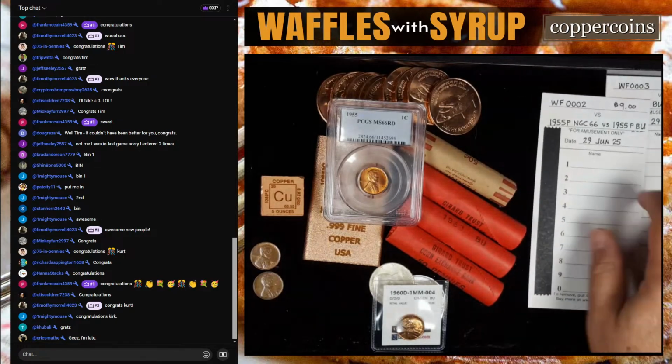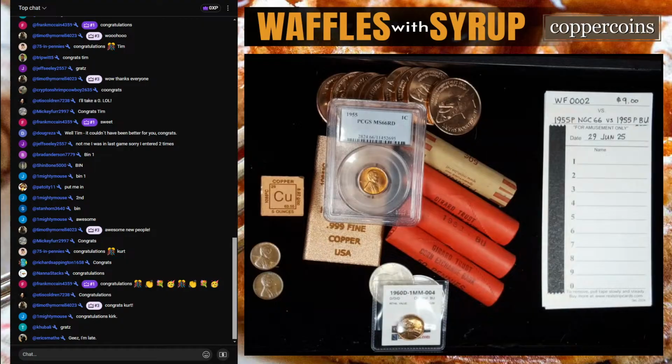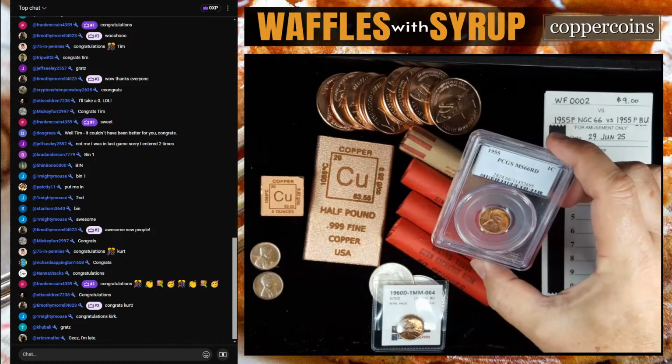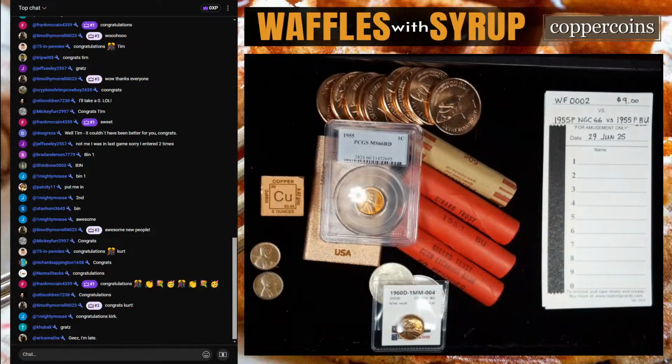All right, so I'll get you started. This is a $9 entry on this one. A $9 entry can get you this 1955 PCGS MS66 red Lincoln cent, or it can get you a $5 coin. So one way or the other, you're going to get something for your money. Waffles and syrup. All right, here we go. I'm going to count it down. 5, 4, 3, 2, 1, go.